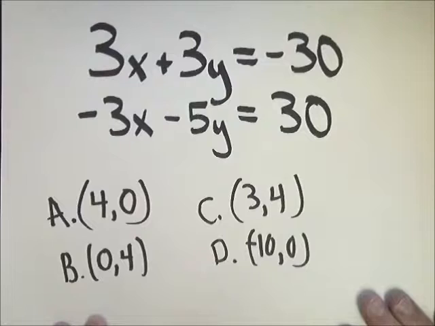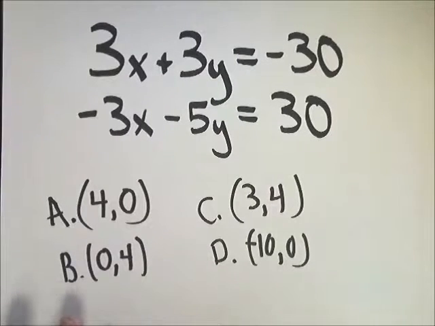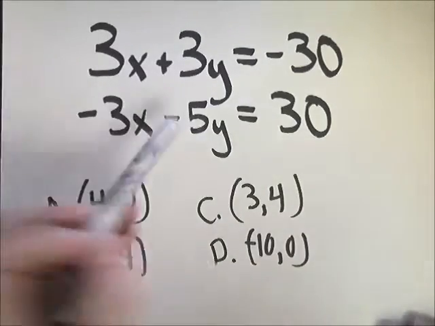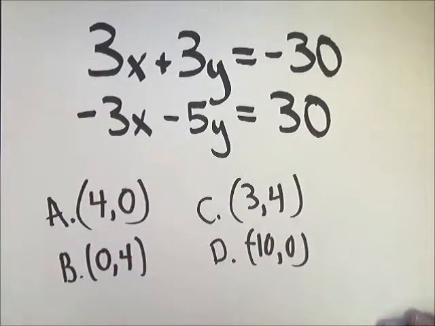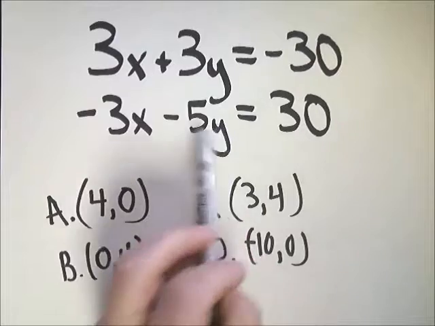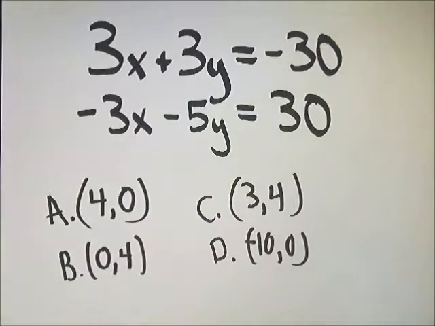In this question it says 3x plus 3y equals negative 30 and negative 3x minus 5y equals 30. Now of course you can convert these to slope-intercept form by getting y by itself, and then graph them and find the intersection point. You could also figure out what y is in one and plug its value into the other and solve. You could always use elimination, but that's not what this video is about. It's about multiple choice answers.